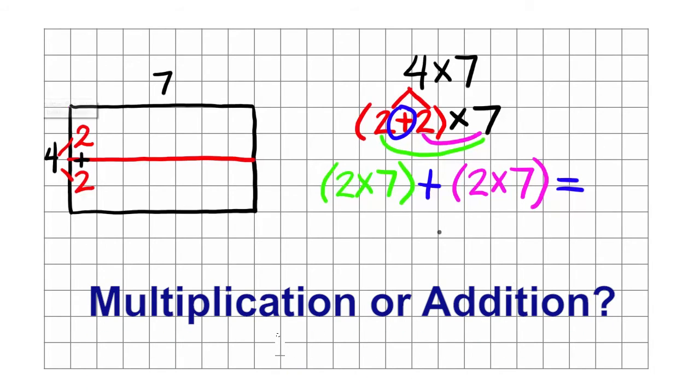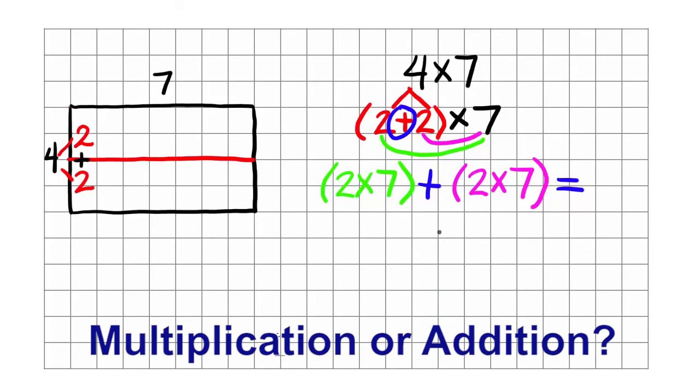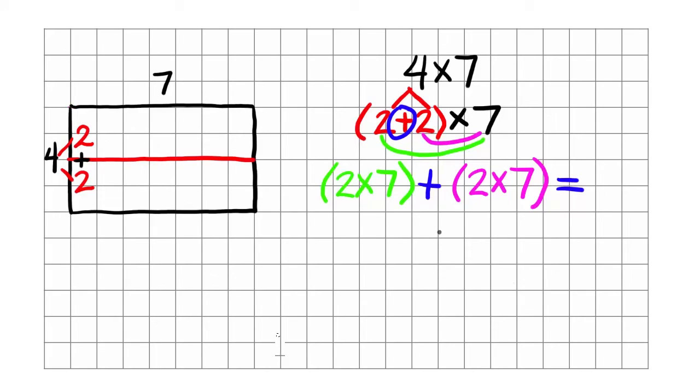Which should I do first, multiply or add? Using math sense, I know that we find the area of the rectangles first, which means we need to multiply first. So in both cases, 2 times 7 is 14. Finally, I would add the 14s together for a total of 28 square units. Let's take a look at one more example.